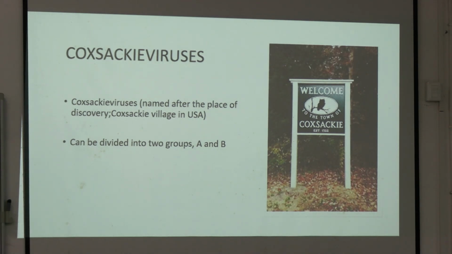Next you have a Coxsackie virus, which is the next member of the Enterovirus group, correct. So where did the name Coxsackie come from? There is a place in the US called Coxsackie, the name has come from there. Okay. So it can be divided into 2 groups, group A and group B.